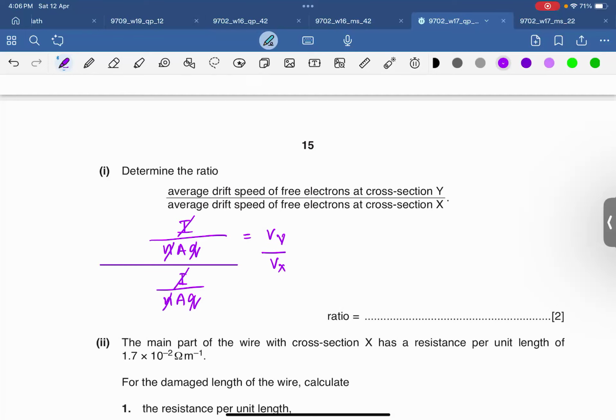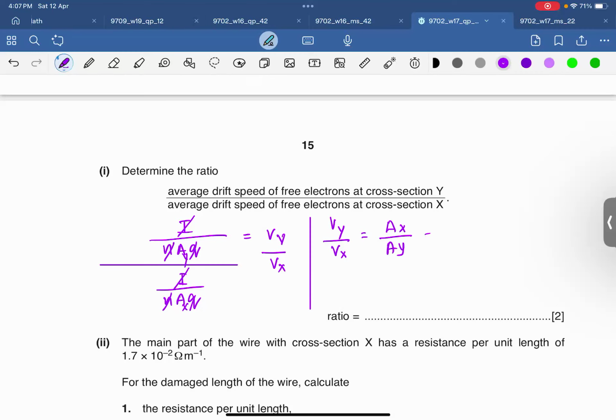Okay, and this is for Y and this is for X. So you can simplify it to make the drift velocity of Y divided by the drift velocity of X equal to the area of X divided by the area of Y.